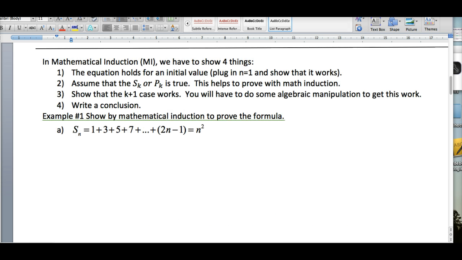So for the next part, we're going to do the mathematical induction. We want to show 4 things. And we can go through that in a minute, but I want to show you the concept first.